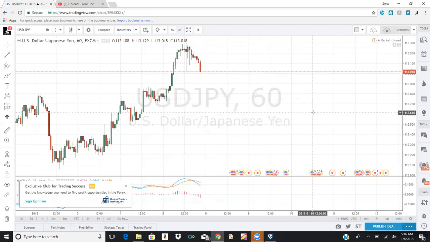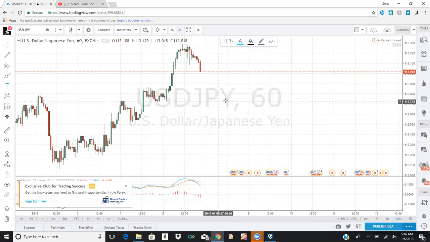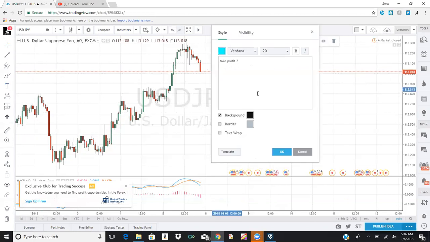So a pip, you might hear people talk about pips a lot. I'm going to go ahead and just break this down really quick for everybody. So a pip, right? Since we're trading USD/JPY, on all Japanese pairs, you're going to have a number that looks something like this. It's going to have 3 numbers and then a decimal point and then 3 numbers after that, right?